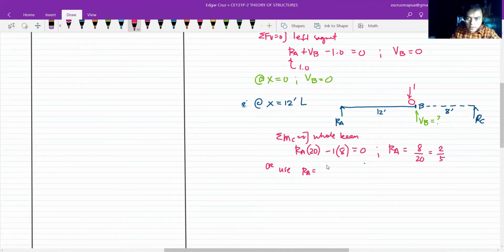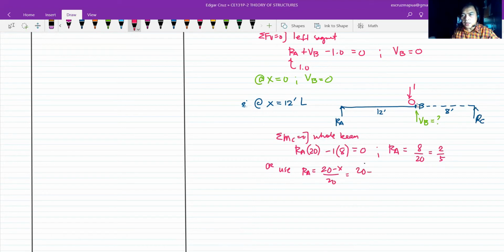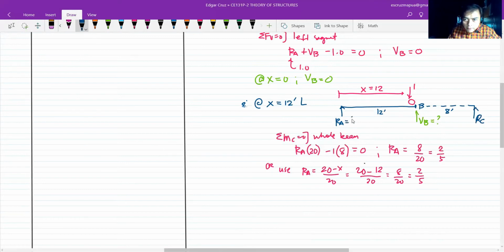Okay, so using the equation, 20 minus X over 20. So kapag yung unit load is nasa point B, ang X doon is equal to 12. So 12 over 20. So that would be 8 over 20 or pares lang 2 over 5. Okay, so siguro mas madali kung gagamitin na lang natin yung equation na nakuha natin, yung RA is equal to 20 minus X over 20. So yun na, 2 over 5.